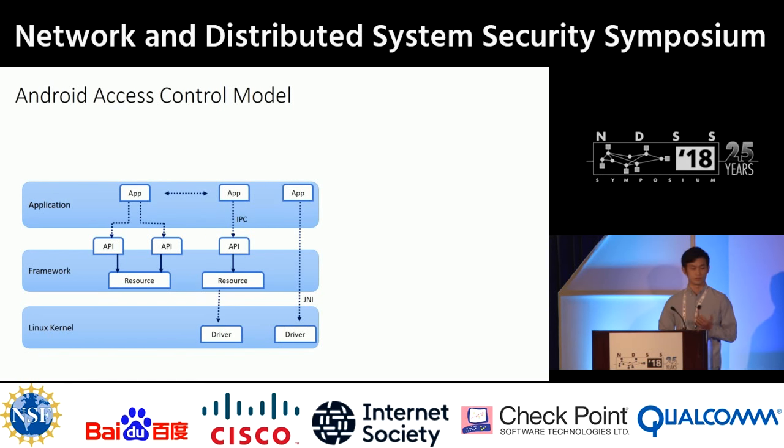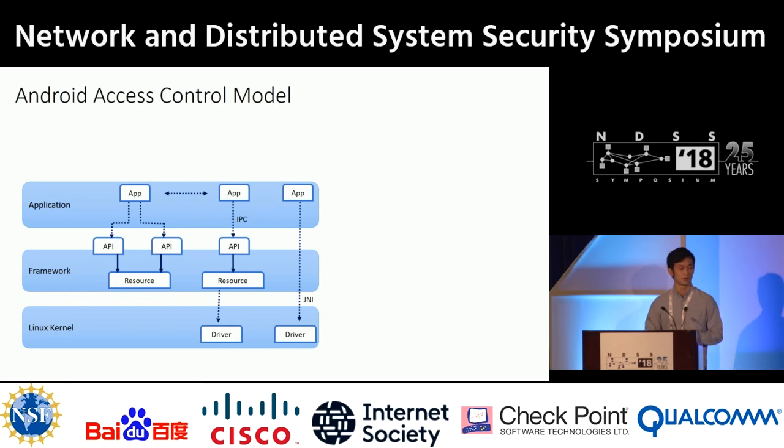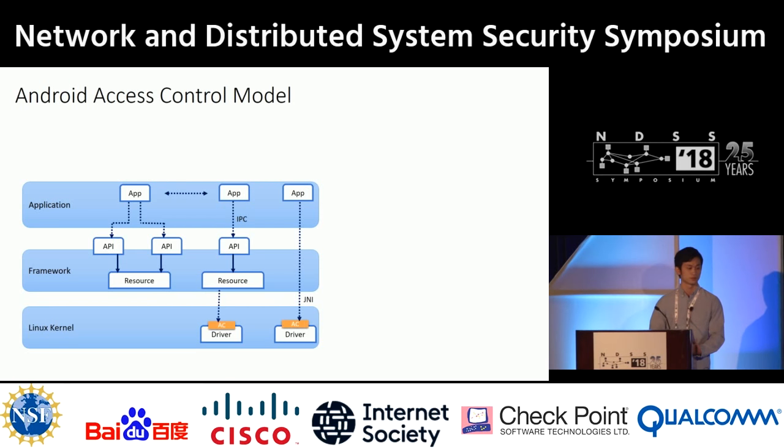Before diving into the details of our technique, let's start with an overview of a simplified Android access control model. Android is a layered OS. On the bottom is the Linux kernel, which contains all essential hardware drivers, and it mediates all access to those hardware drivers based on standard discretionary access control.